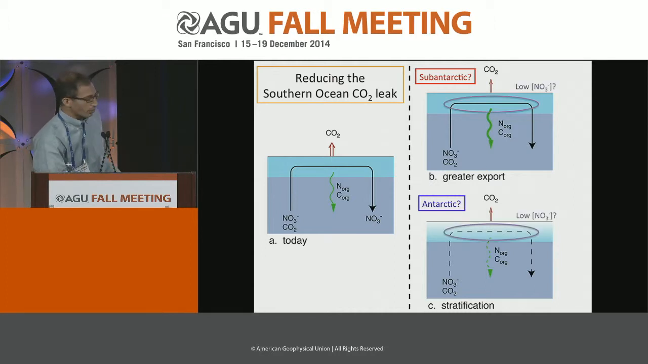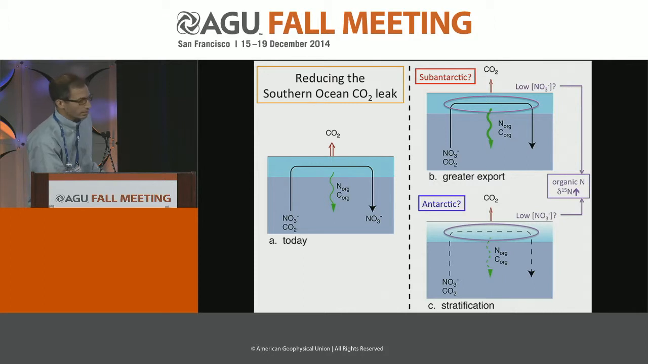Now, one prediction that both of these scenarios would make is that the degree of nitrate consumption would become more complete in surface waters. The nitrate concentration would fall in surface waters, and we should be able to detect this as an increase in the N15 to N14 ratio of the organic matter that's produced in surface waters and exported to depth, an increase in the N15 to N14 ratio, and this is the same as an increase in the delta N15.